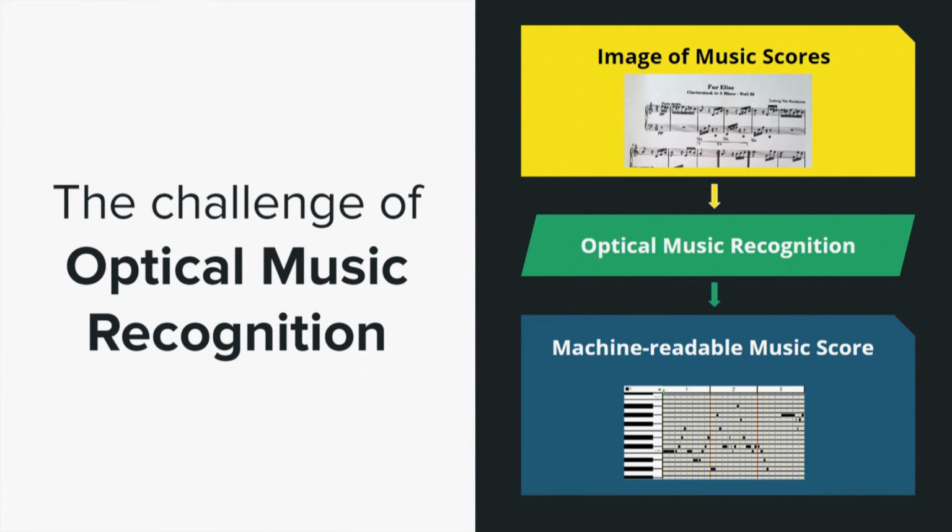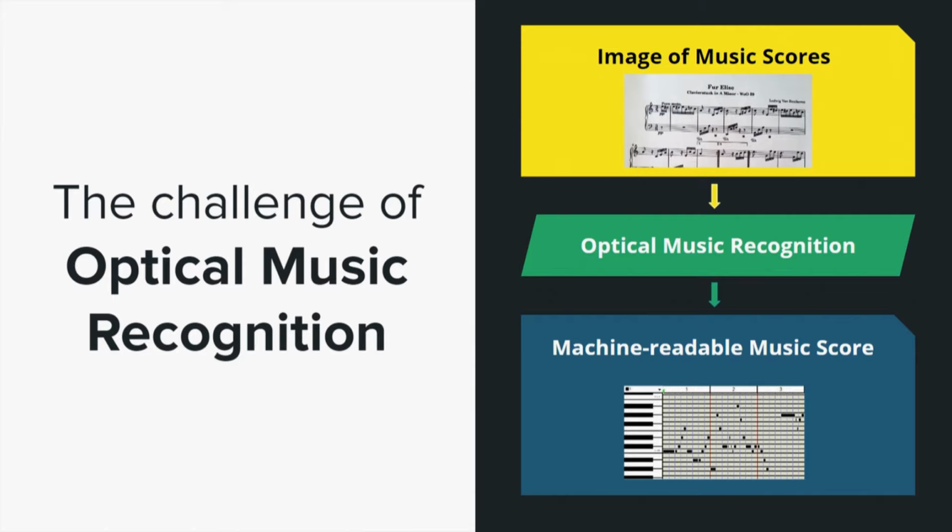Let's start with the question, what is optical music recognition? You start off with music scores, you take a picture of these, you feed that image into an optical music recognition system, and the system processes and recognizes the scores and produces a machine-readable version of that music score.